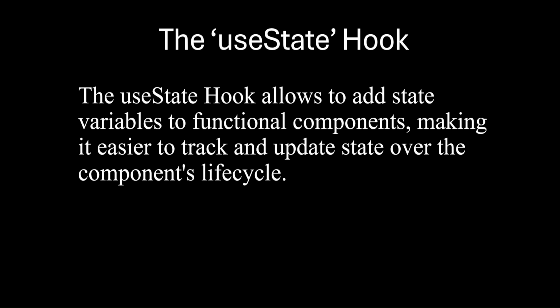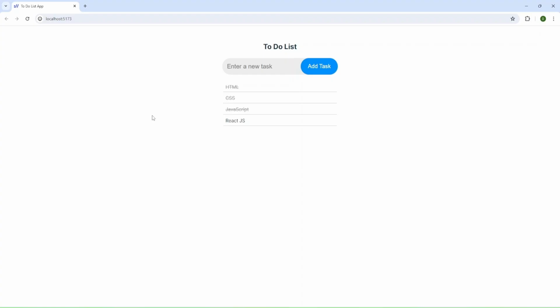The useState hook allows us to add state variables to functional components, making it easier to track and update state over the component's lifecycle. Let's build the code with the useState hook. Let's take a look at the design and what we are going to build.